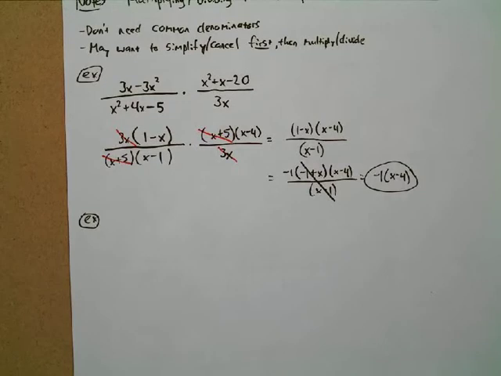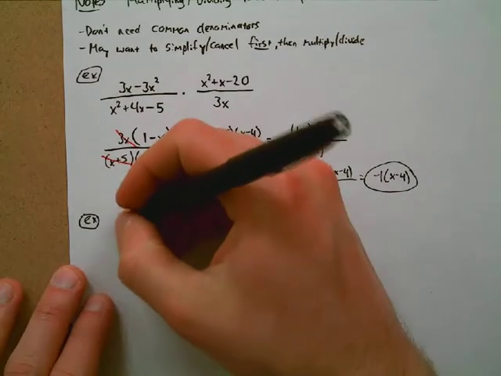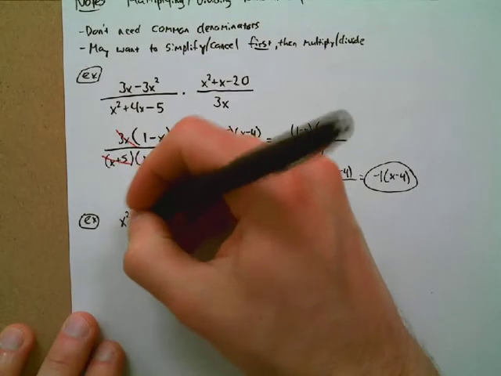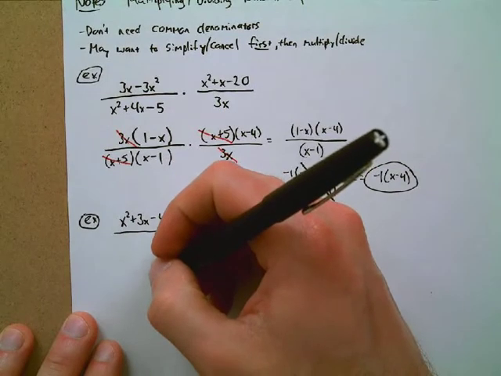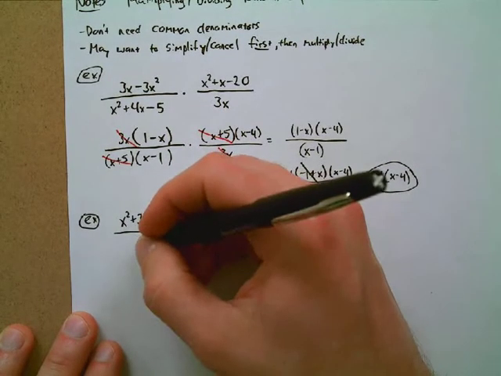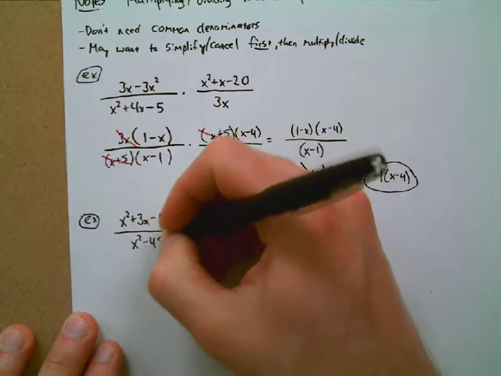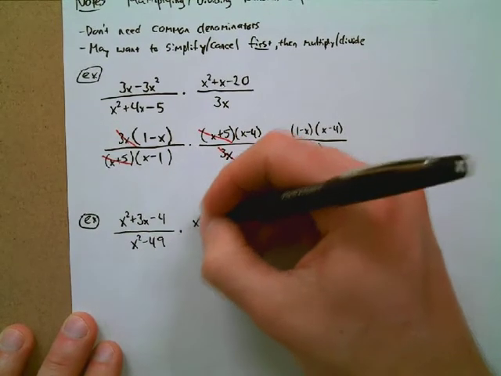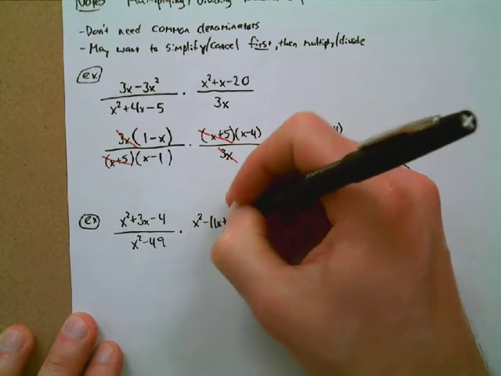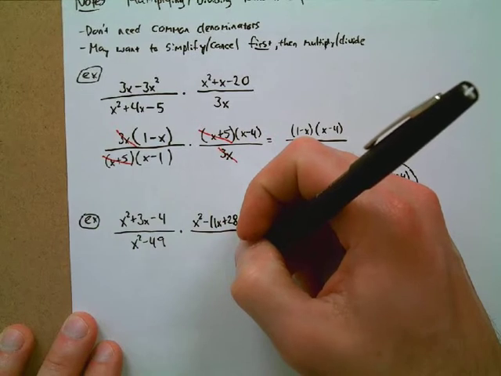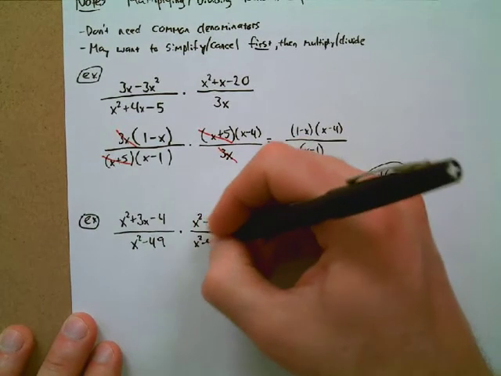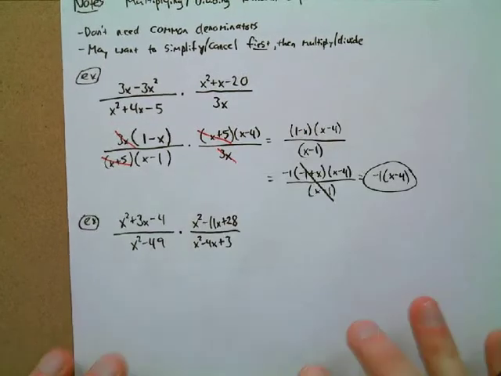All right, I'll pick another one here. All right, let's do x squared plus 3x minus 4 over x squared minus 49 times x squared minus 11x plus 28 over x squared minus 4x plus 3. Okay, lots of quadratics here.